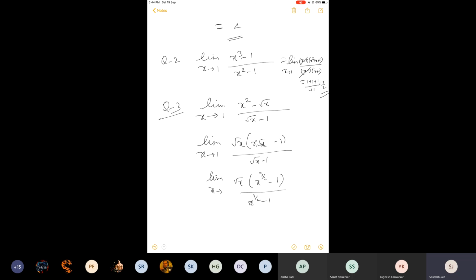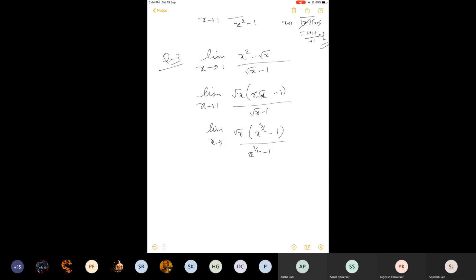That is the form towards which this function is approaching. So you never give the answer like 0 by 0, infinity by infinity. That means you are telling which form this question is approaching. So what to do? Write it like this.